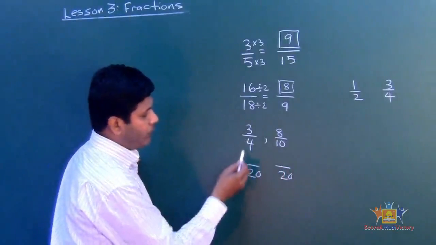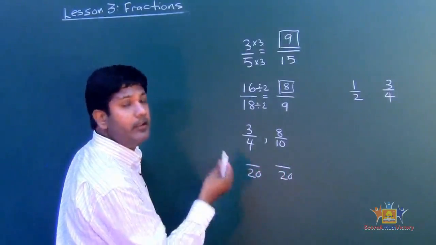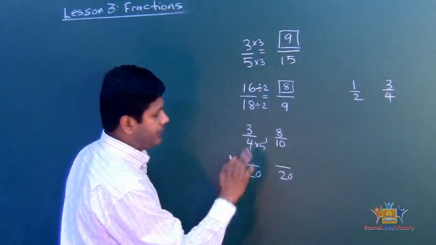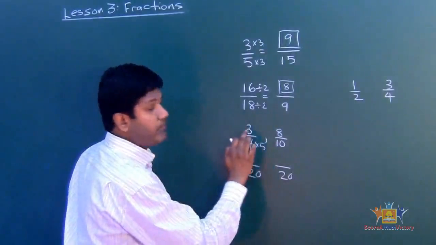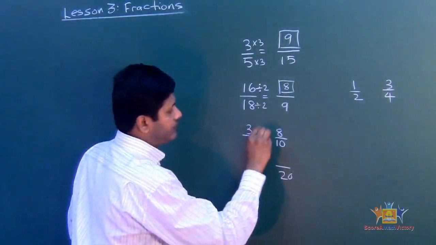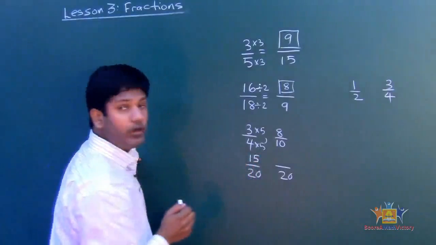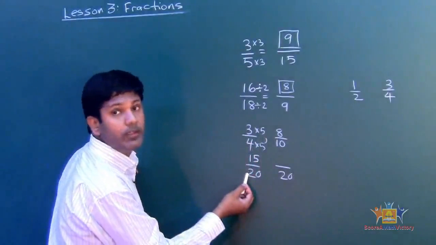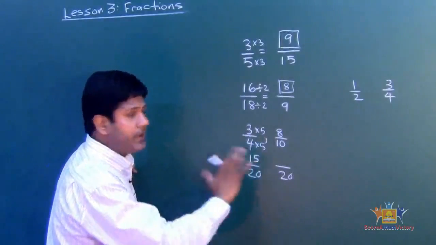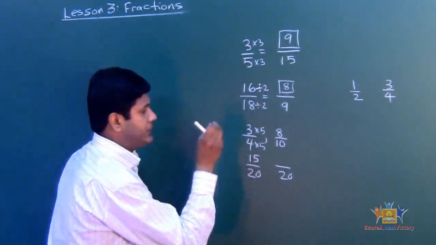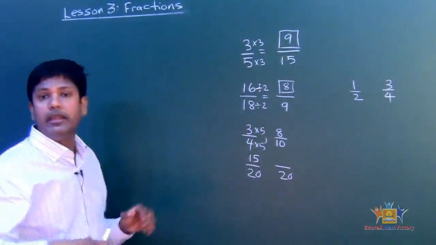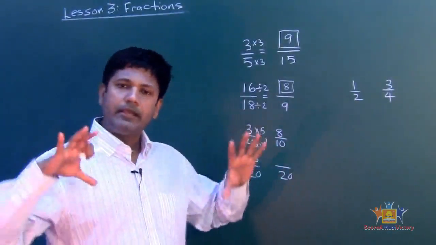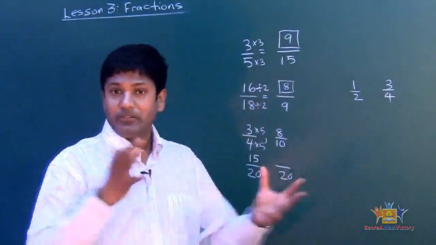Now how do I get from 4 to 20? I multiply that by 5. That's right, I multiply 4 by 5 to get to 20. If I multiply 4 by 5, what do I have to multiply 3 with? Also 5, exactly. So that makes it 15 over 20. That's the equivalent fraction. 3 over 4 is equal to 15 over 20. I didn't modify the value. It's just that I expressed it in a different form. Just like you. One day you dressed up so awesome, you know, then another day you dressed up a lot awesomer, but it's still you, isn't it?